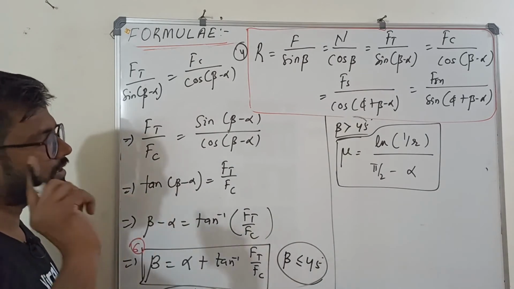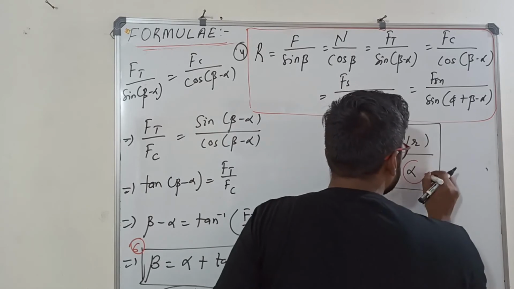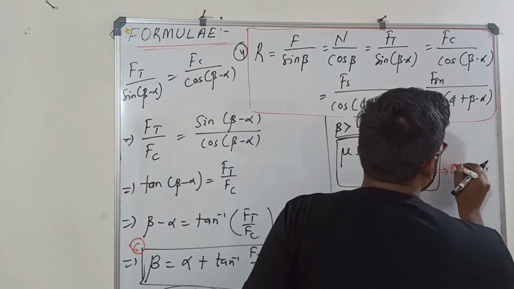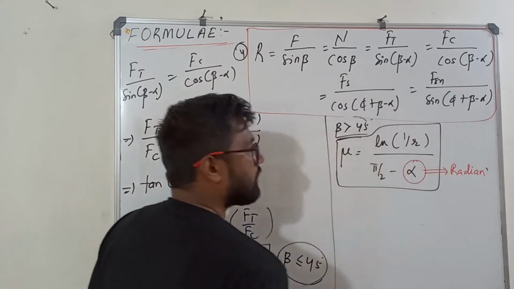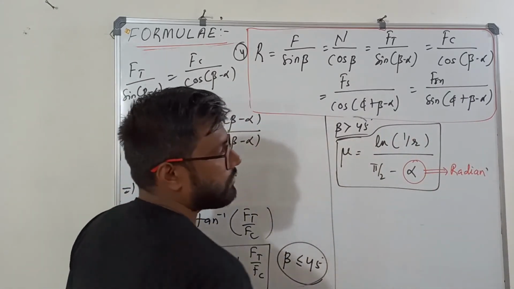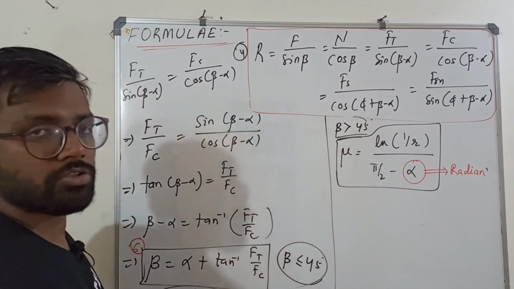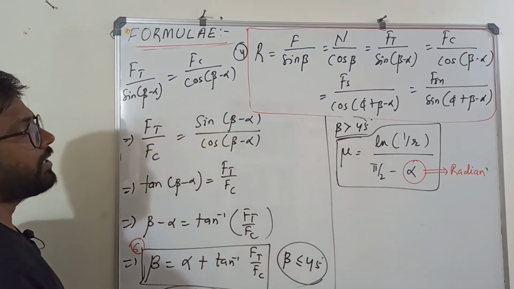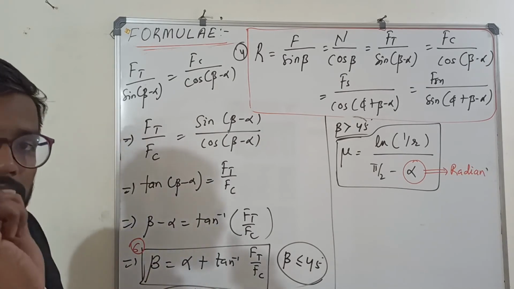Remember here, students make a lot of mistakes. This alpha is not in degrees. This alpha is in terms of radians. So you have to convert the rake angle into radians, because pi by 2 is in radians. If you put alpha in degrees in the formula, you will get the wrong answer. So mu equal to ln(1 by r) by (pi by 2 minus alpha). This is your formula number 6.